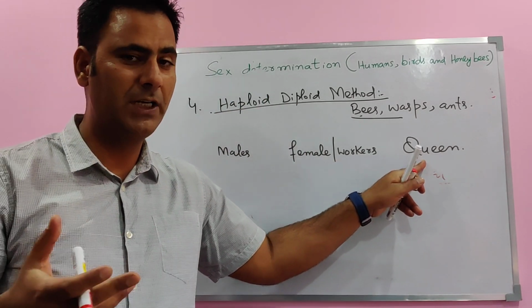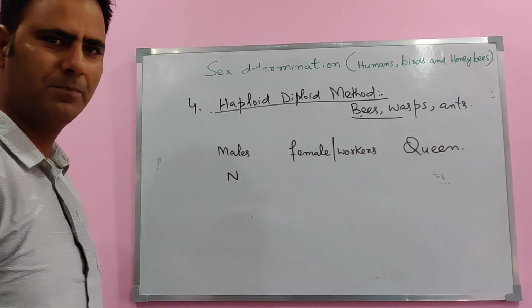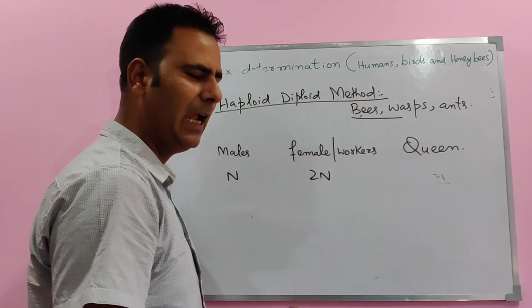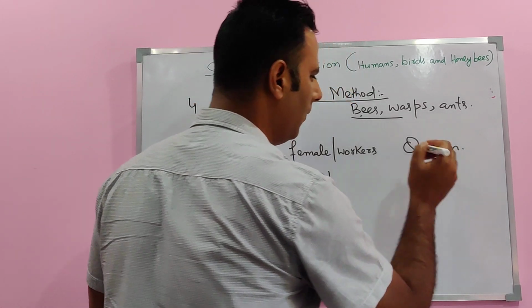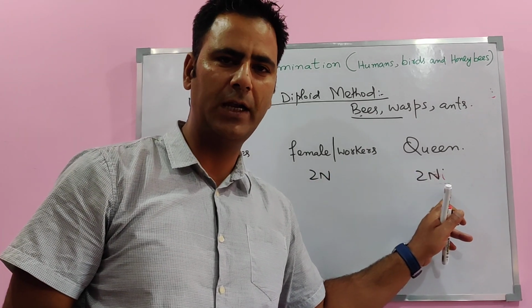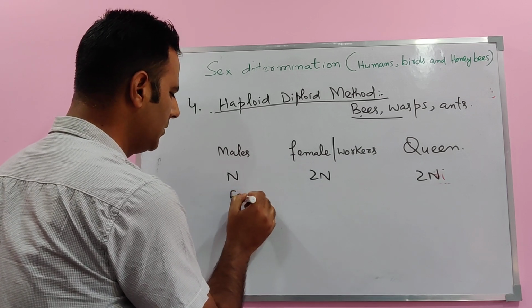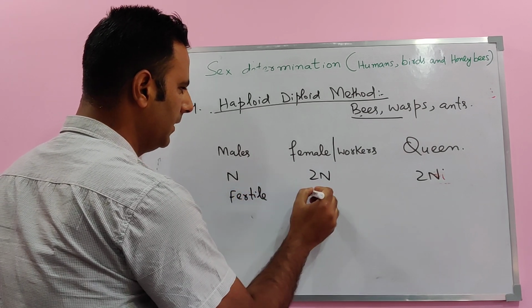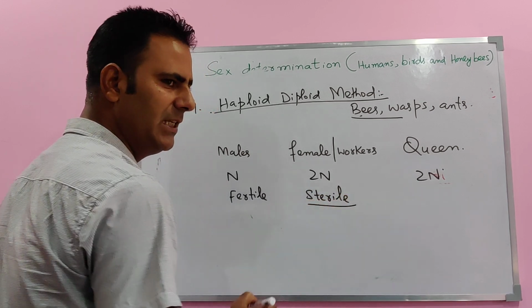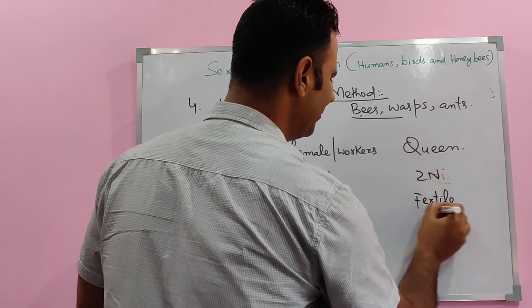Let us see what the chromosome number is. The males are always haploid, the females are always diploid, and the queen is also a diploid one. Males haploid, females diploid, queen diploid. Then, one more thing: the males are fertile. There's no problem with the male. The females, all the worker females, are sterile, and the queen is fertile.